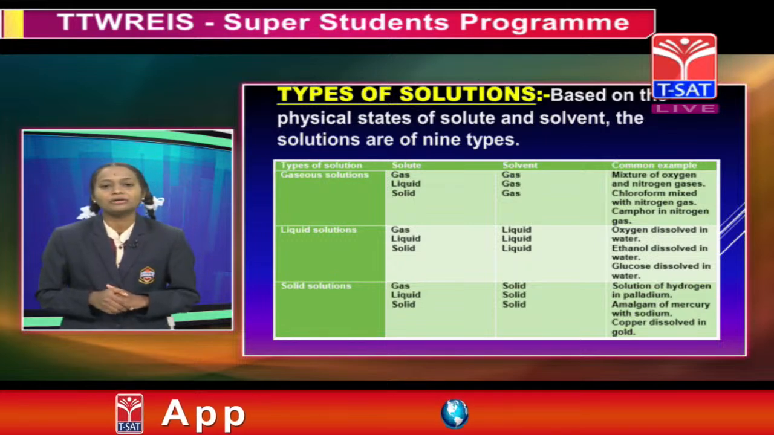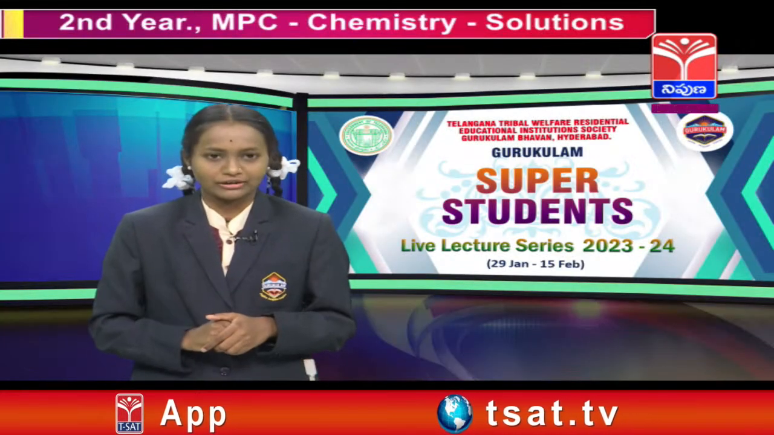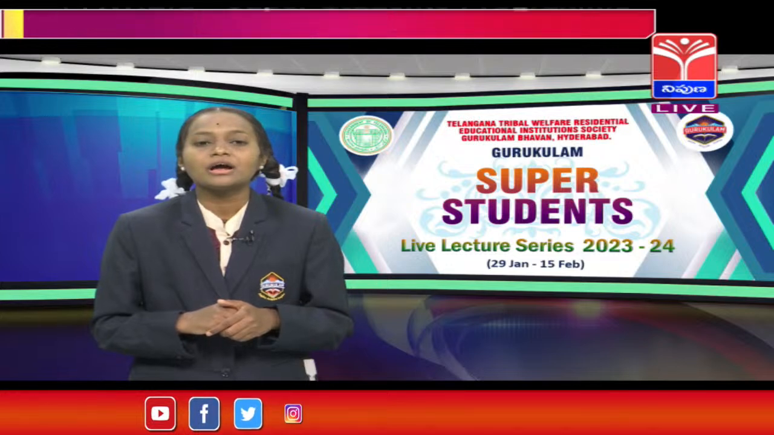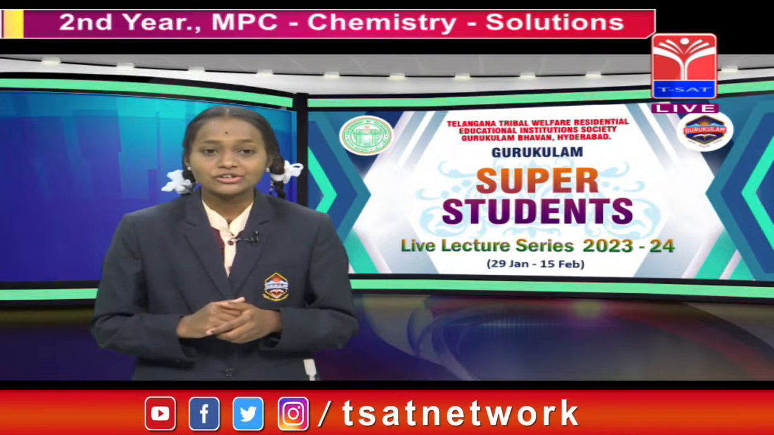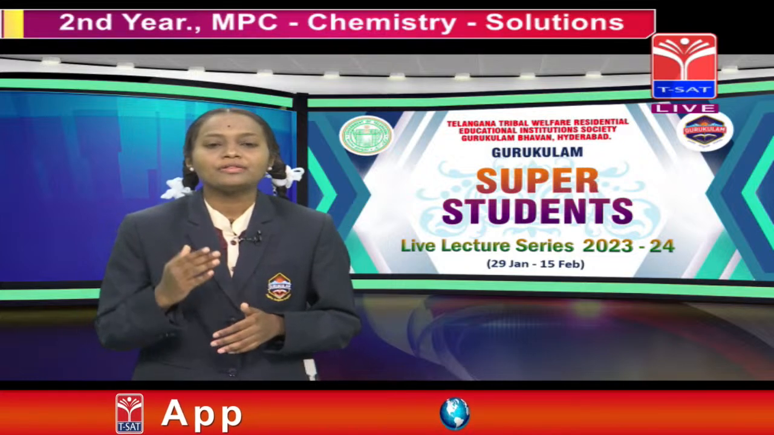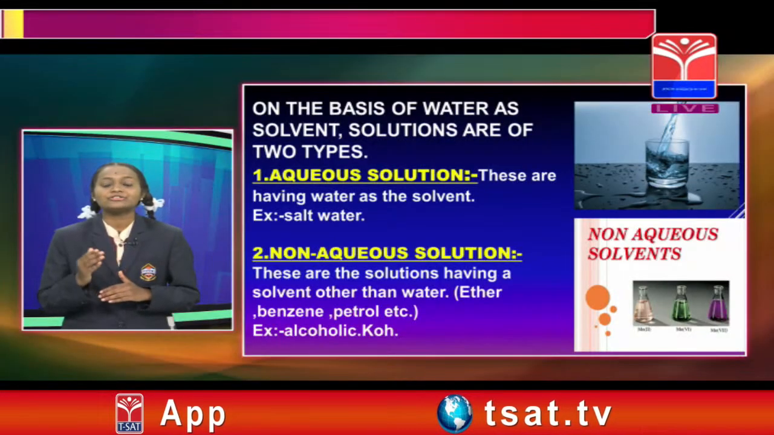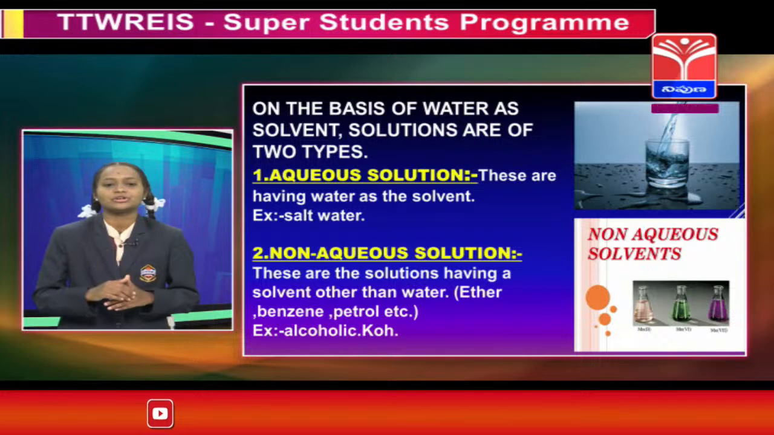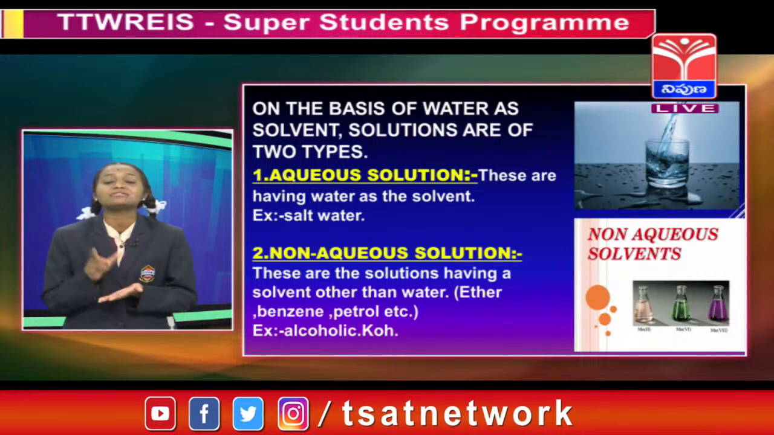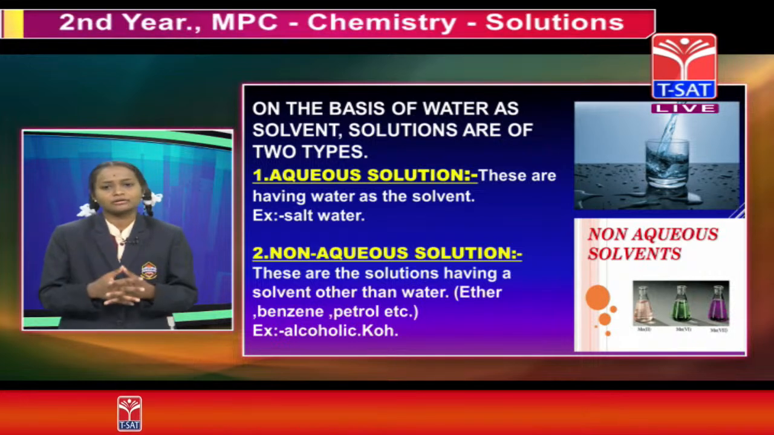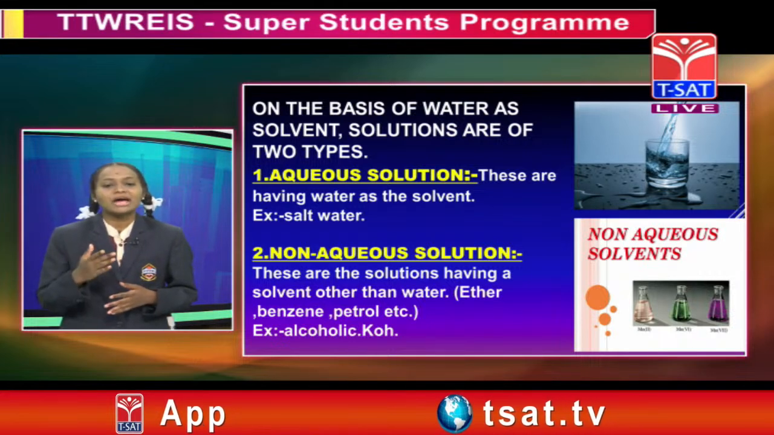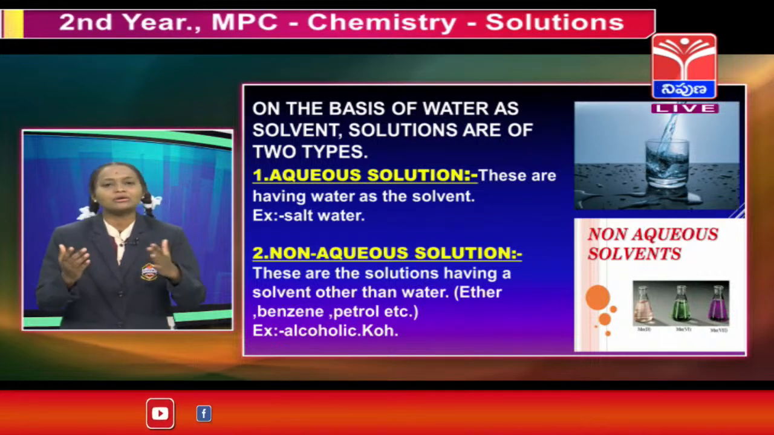As I have said, water is a universal solvent because it has the capacity to produce electricity. So, based on water as solvent, the solutions are classified into two types. Let us see what they are. On the basis of water as solvent, solutions are of two types. They are aqueous solution and non-aqueous solution. Aqueous solution, the name itself refers to water. Aqueous means water. So, these have water as solvent. In which solution the water acts as solvent, that solution is an aqueous solution.